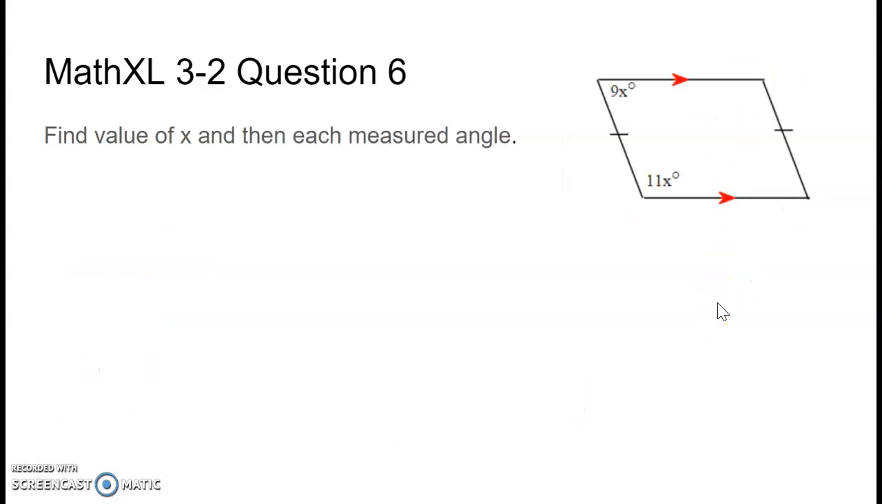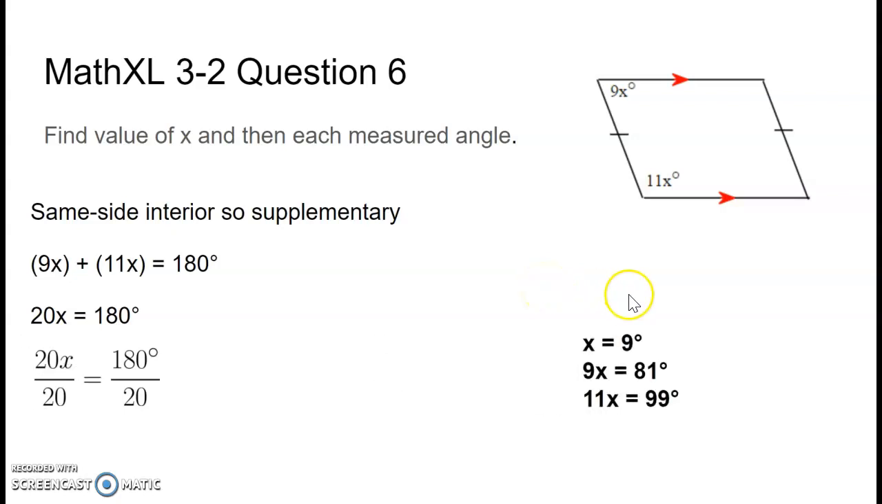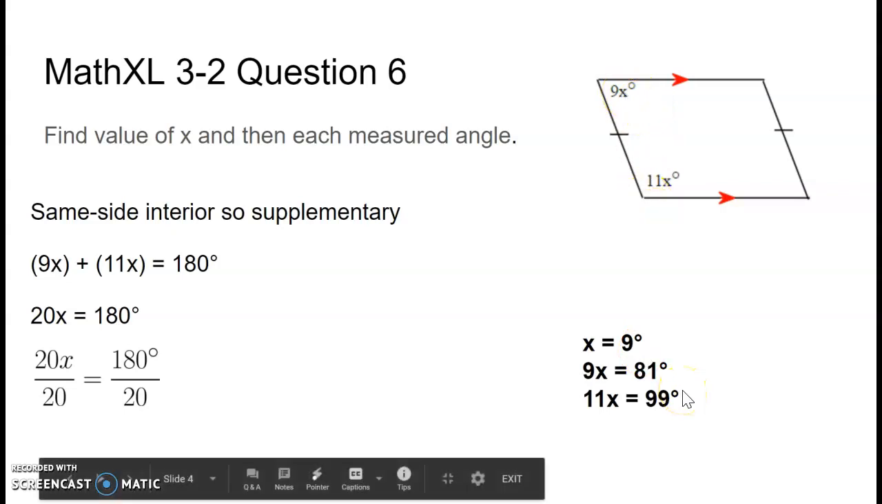Question 6. This is very similar. In fact, it's the exact same topic as the one that we had previously. So we have parallel lines, and we have an angle that says 9x and another angle that says 11x. Now, if you look at that, they're on the same side interior, so they are supplementary. So adding 9x plus 11x to equal 180 gives us 20x equals 180. Divide both sides by 20, x equals 9. Okay? So if x equals 9, then 9x is 81 and 11x is 99 degrees.